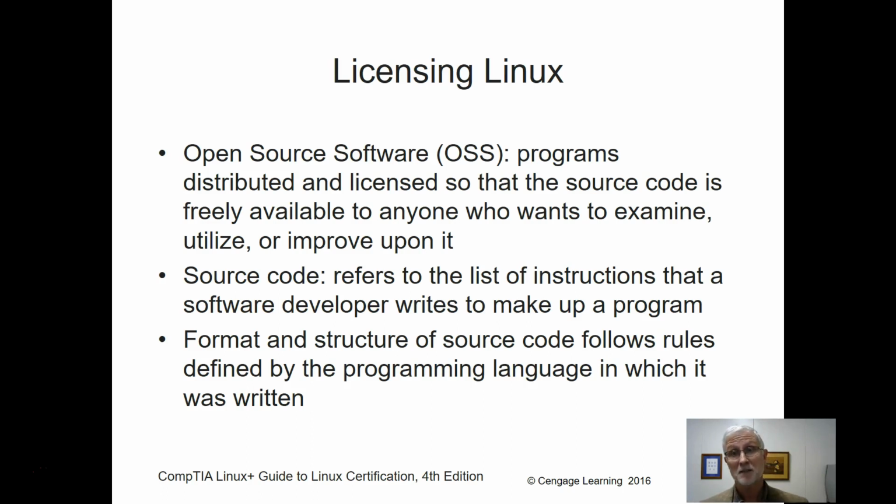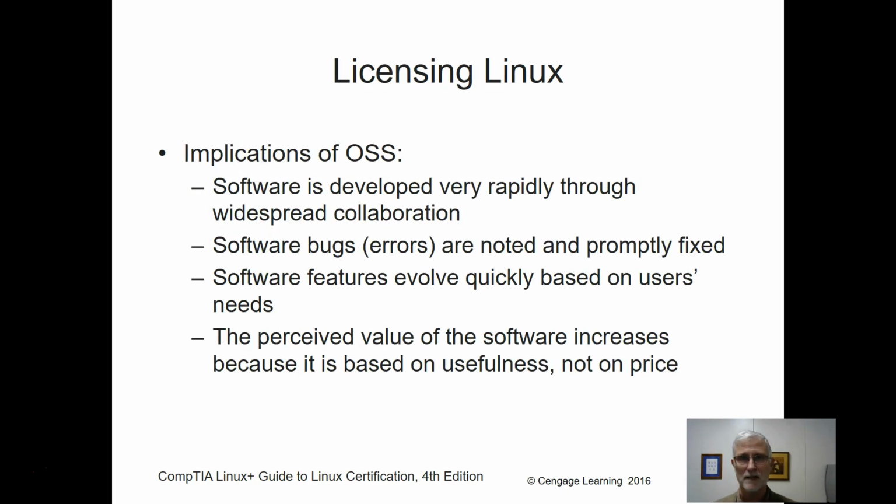Source code itself is the list of instructions that a software development makes up. And the format and structure of that software depends on which language it was written in. Now, the implication of OSS is, one, it's developed very rapidly through worldwide collaboration. Software bugs, errors in the code, are usually identified, noted and promptly fixed. Features evolve quickly, pretty much based on what the users need.